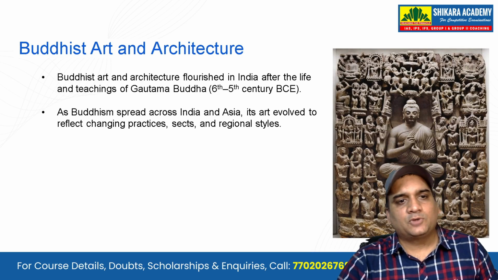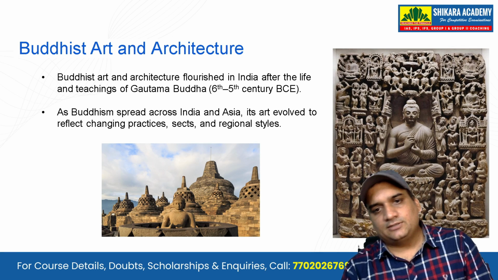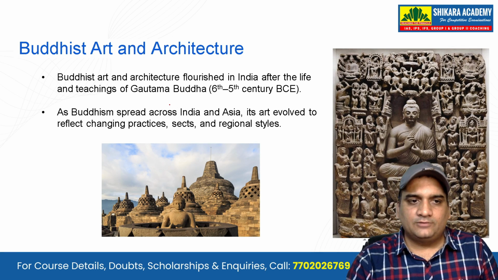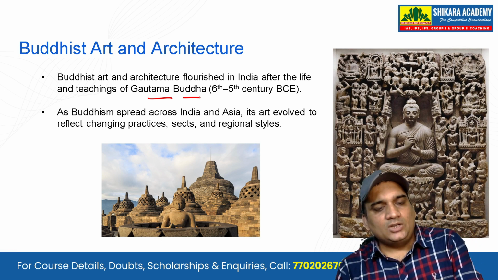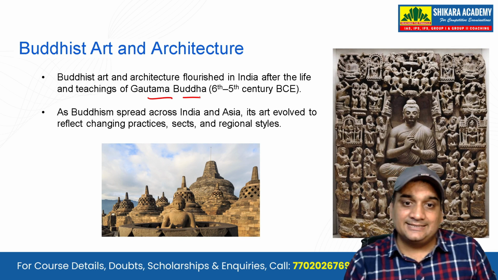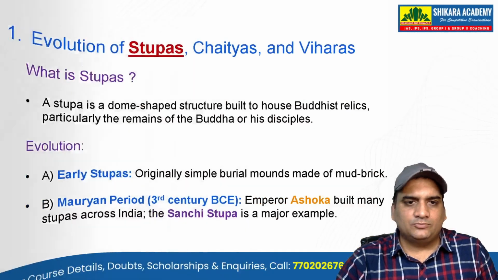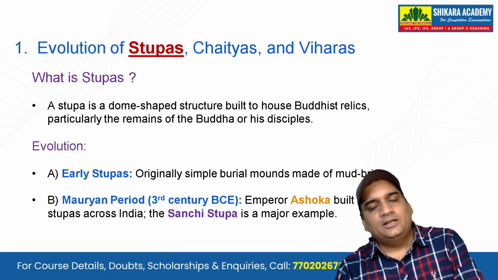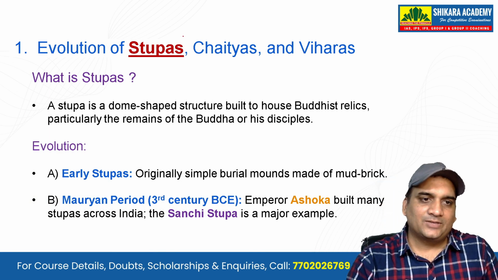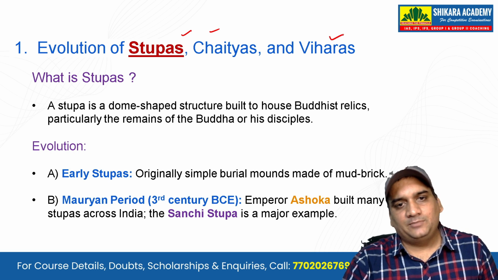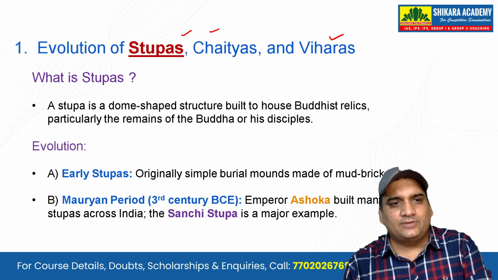We are going to discuss Buddhist art and architecture. As the name itself suggests, the art and architecture will revolve around Gautam Buddha, the same Gautam Buddha after whom Buddhism got started. If we talk about Buddhism, we have three different structures, and sometimes, to confuse you, it is asked whether stupas, chaityas and biharas are the same structures. What sort of differences are there? What are the things that we should know about them?